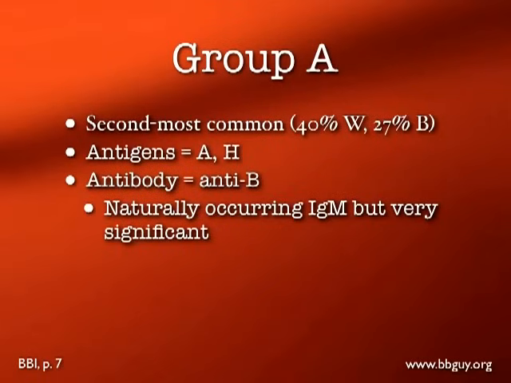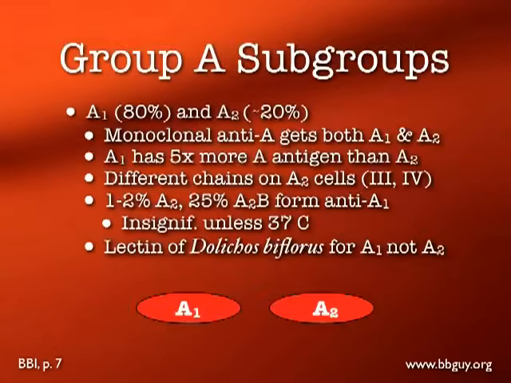Group A is the second most common. You see the percentages there. They have A antigen and H antigen in some proportion, more on that in a second, and they have a naturally occurring IgM anti-B that reacts against, obviously, group B cells. Now, there are 2 subgroups of A that you need to be aware of. They are group A1 and group A2. And you can basically divide everyone who's blood group A into A1 and A2. It's not completely true. There are some much less common, less than 1%, additional subgroups, but roughly 80% are A1 and roughly 20% are A2.